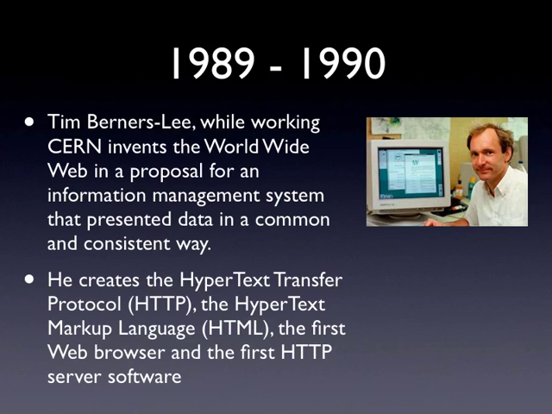He creates a proposal for what he called the World Wide Web, and he called it a proposal for an information management system that presents data in a common and consistent way. So we had the physical networks, but there wasn't a lot of consistency, or there wasn't any agreed upon standards as to how we actually transmit data and view data across these networks. So that's kind of what he did.